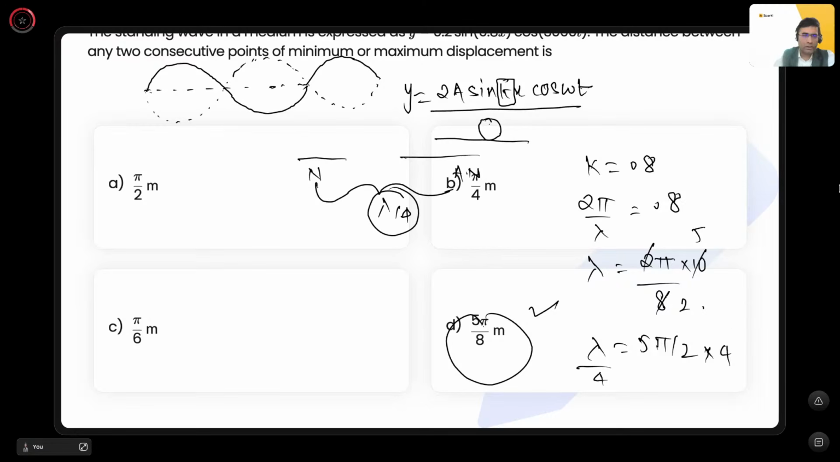So this is my node, this is my node, this is my antinode. This is lambda by 2. So obviously this will be lambda by 4 and that's what we were asked in the question. So इसके अलावा मैंने बता दिया आपको क्या क्या पूछा जा सकता है इसमें. Alright, amplitude पूछा जा सकता है. It's a very important question.